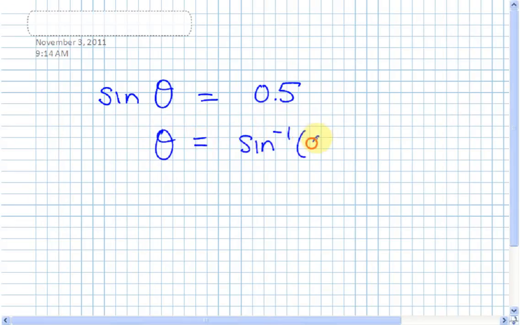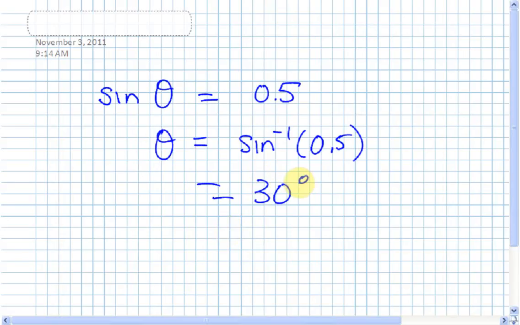Remember doing questions like this from section 2.2? How do you solve this? The inverse. You inverse it. Good. Somebody do this for me on the calculator. Inverse it. What do we get? 30.